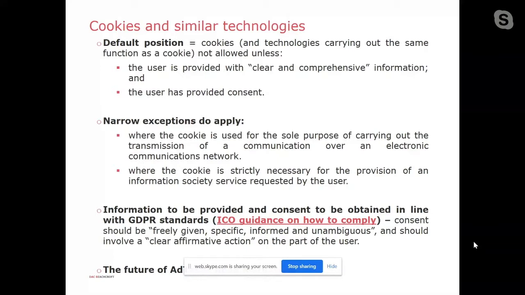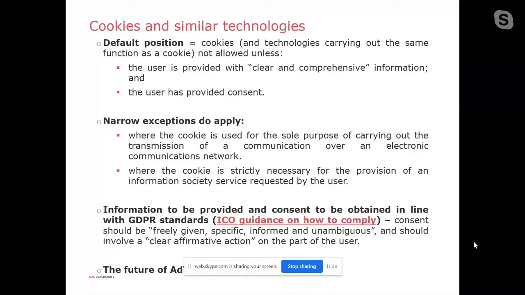So the moral of the story is it needs to be appropriate for the information being presented. There's lots of information on this area on the ICO, the Information Commissioner's Office website, and I think I've done a link there to that guidance on the slide, so feel free to have a look at that.